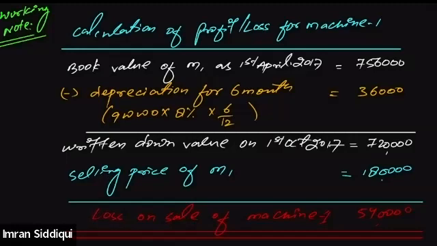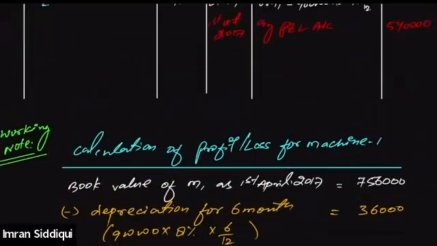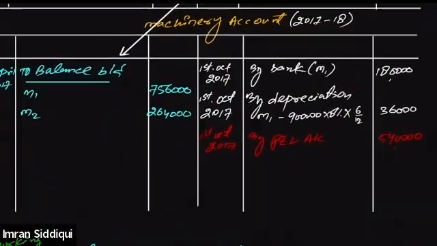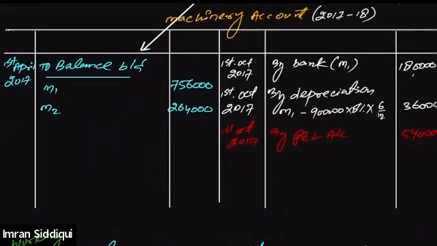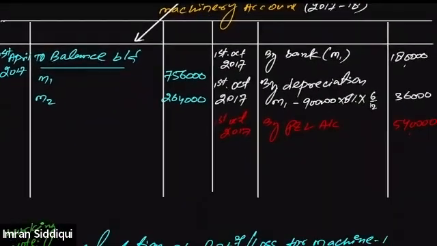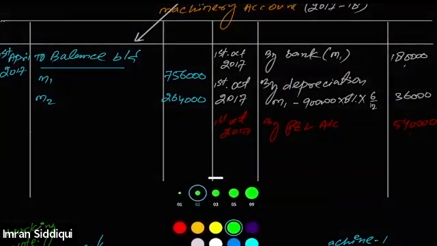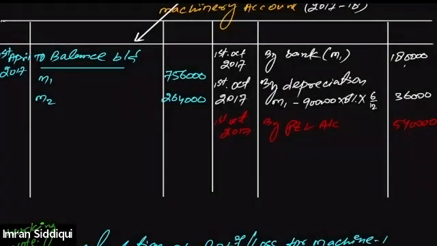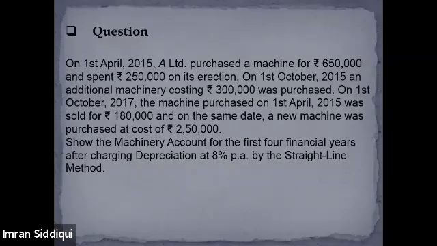So this was the profit on sale of machine. Sorry, this was the loss on sale of machine one that we have already credited to machinery account on the credit side. Now it's time to calculate the depreciation on the remaining machinery. We calculated depreciation on machine one, which is sold. But apart from selling the old machinery, we bought one more machinery in the year 2017.